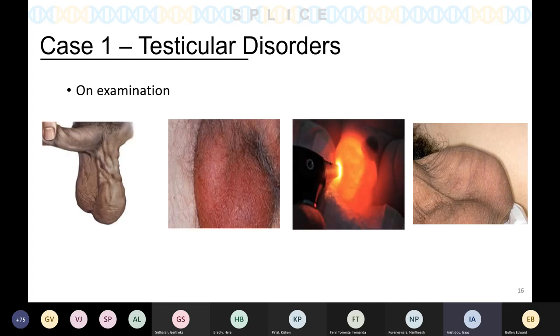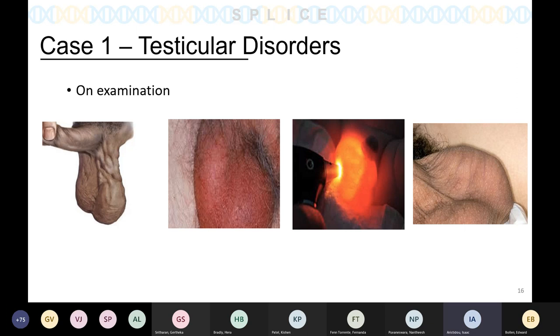Okay, so on examination, these are classical images that they could use. You might not get a testicular examination in your OSCE, but it's just something to be aware of. So the first one, does anyone know what that's trying to demonstrate? Yes, varicocele, nice. It's the dilated veins there. It feels like a bag of worms. Does anyone know what the second one might be? Quite red, quite swollen. Yes, nice.